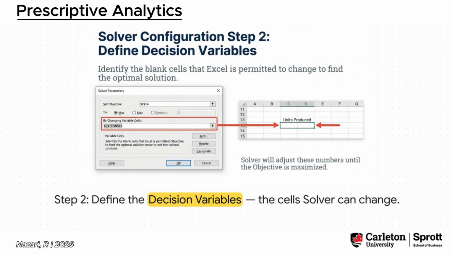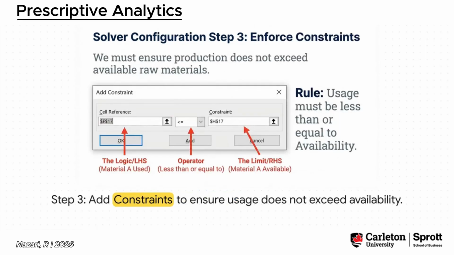In this case, it's those 2 blank cells we set aside earlier for the tons of product A and product B. Now Solver knows it can experiment with the numbers in these cells to find the best possible outcome. Step 3 is where we set the rules of the game. We add our constraints. For each of our 3 raw materials, we create a really simple rule. The cell that calculates how much we've used must be less than or equal to the cell that lists how much we have available. This makes sure Solver's solution is realistic and doesn't use resources we just don't have.